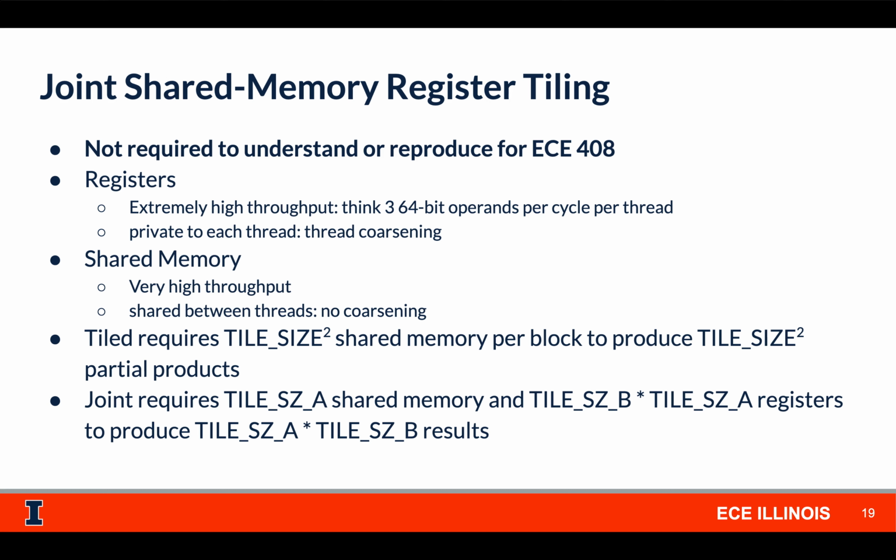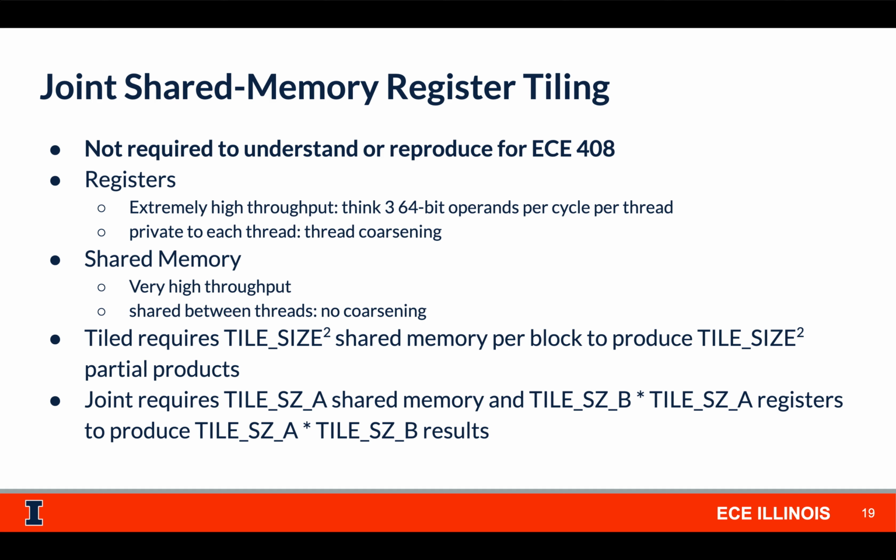When we use shared memory, which is quite high throughput but maybe not as high as registers, we can have the thread block collaboratively load a tile of global memory into shared memory, and then multiple threads can make use of those loads out of shared memory. With registers, we can't do that because registers are private to a thread. So we have each thread produce multiple results of the output using a single register value.